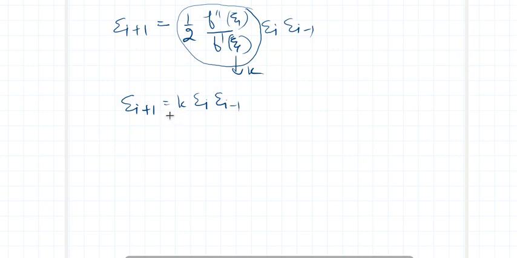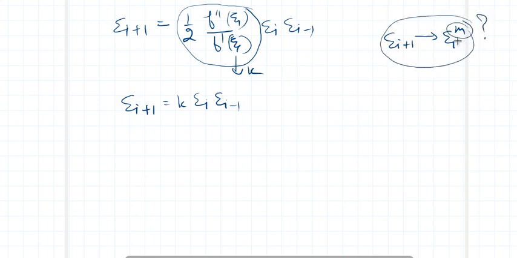What is our purpose? Our purpose is to find how epsilon i plus 1 is related to epsilon i raised to power m. We are interested in finding this m, and this tells us the order of convergence. So this is my objective. Let us do a little trick of mathematics.